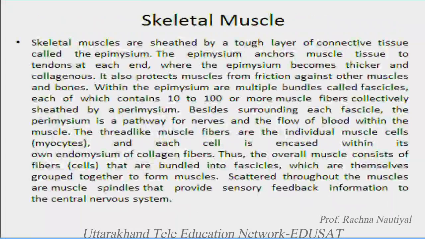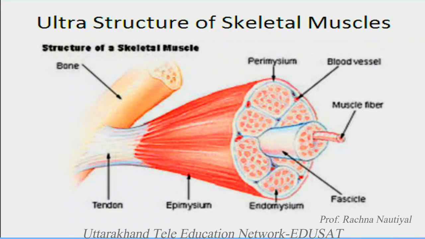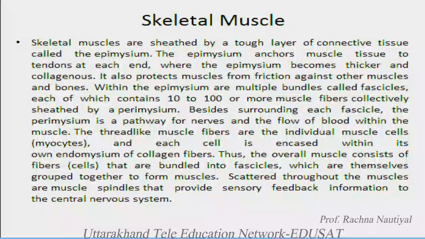Yes, these are the tendons, and the epimysium anchors muscle tissues to tendons at each end, where the epimysium becomes thicker and collagenous. It also protects muscles from friction against other muscles and bones. Again, this tendon protects the muscles from friction between two different muscles that touch, and its main function is to give support to the muscle with the bone.